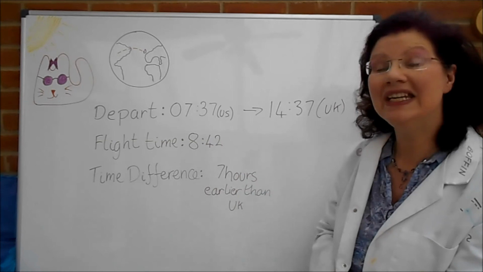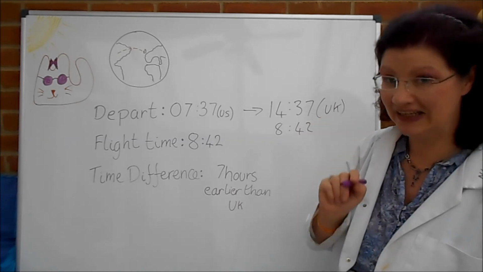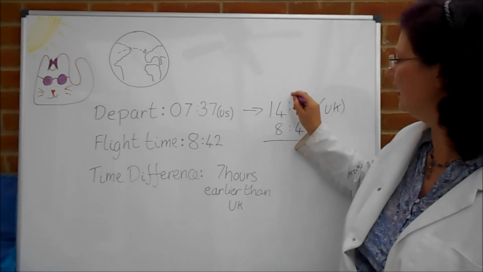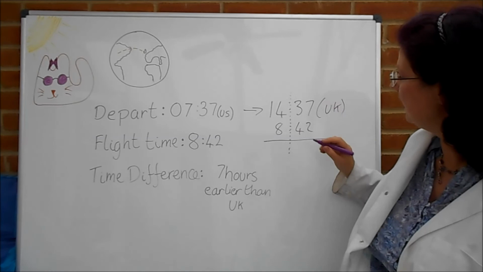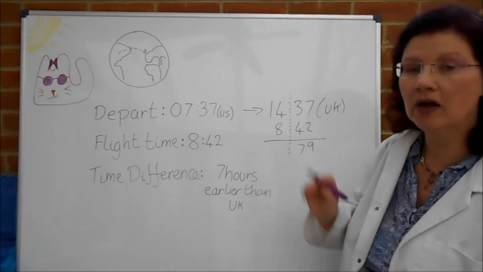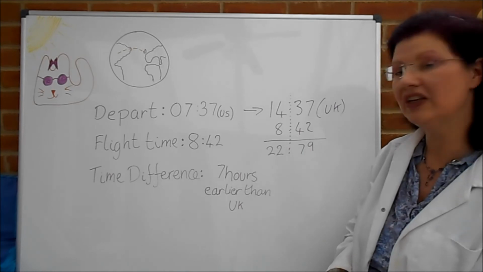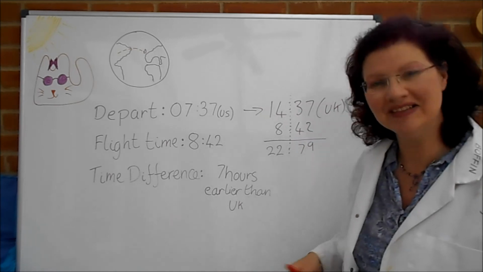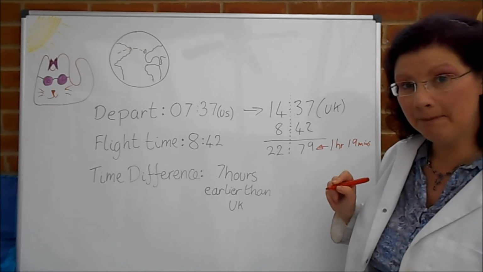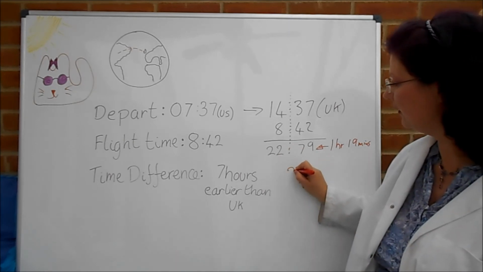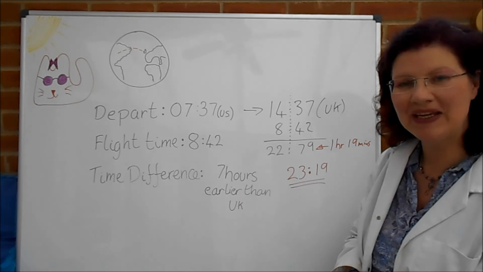What's the arrival time? Well, we need to add on 8 hours 42. But please remember, time is not base 10, so we can't just add them normally. What I'm going to do is put a line down there. We can add up the minutes and we can add up the hours. Adding up the minutes, we get 79 minutes, which of course is more than an hour. And here 14 plus 8 makes 22. So 22 hours and 79 minutes, but of course you can't say that because 79 minutes is more than an hour. So that is 1 hour and 19 minutes. We can take the hour and put it onto the other side, giving us a final answer of 23:19. 23:19 for your arrival time in Britain.